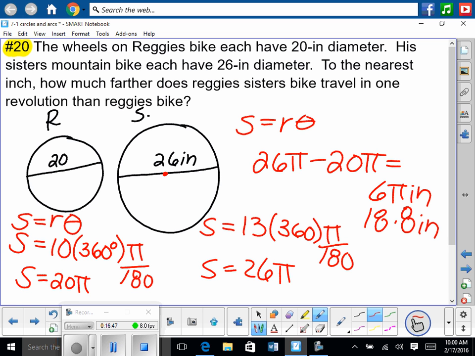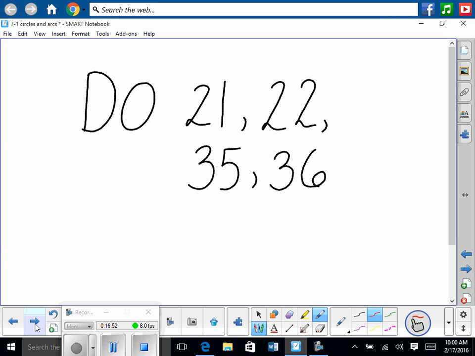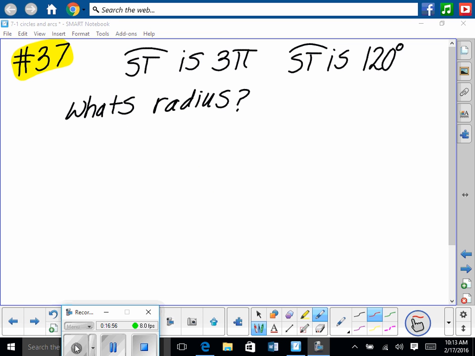Sweet. That's the only one I'm going to do. So now, you're doing these ones: 21, 22, 35, 36. Go. Number 37 I'll do with you. I'm doing it off the worksheet. It says arc ST is 3 pi, I must have written something wrong. Look at your number 37. The length of ST is 3 pi inches, and the measure of ST is 120 degrees. What is the radius of B? I just left out my measure.